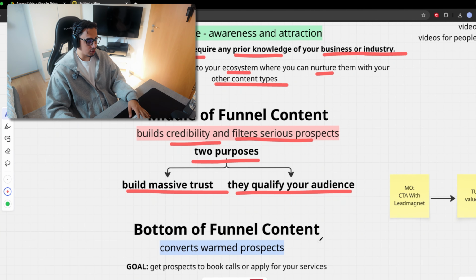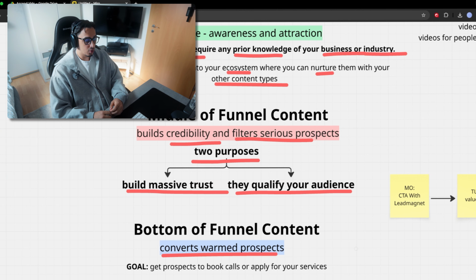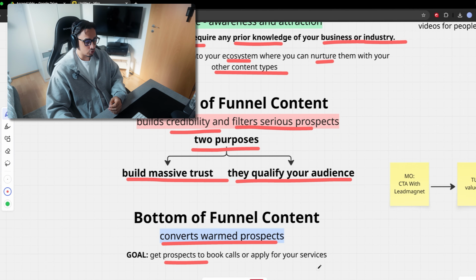And then last, bottom of funnel content. Bottom of funnel content converts warm prospects. Examples for bottom of funnel content will be student testimonials, transformation stories, or your personal journey. The goal is to get prospects to book a call or apply for your services.